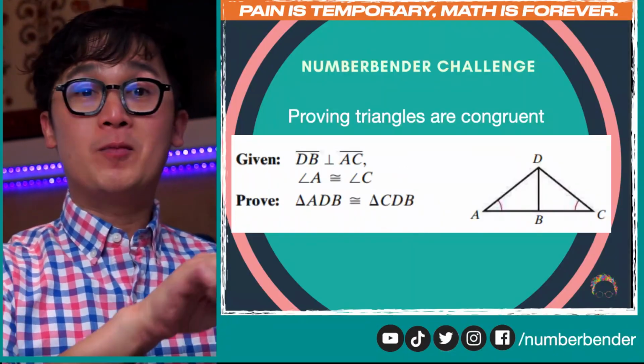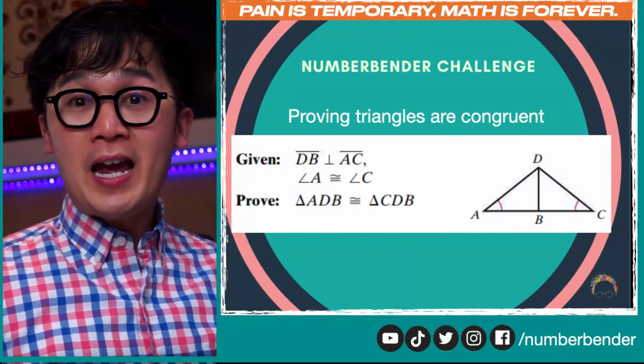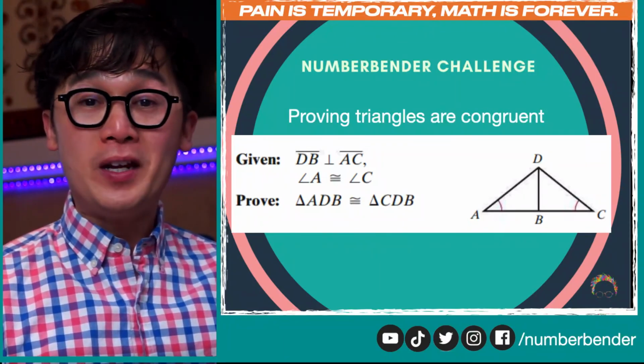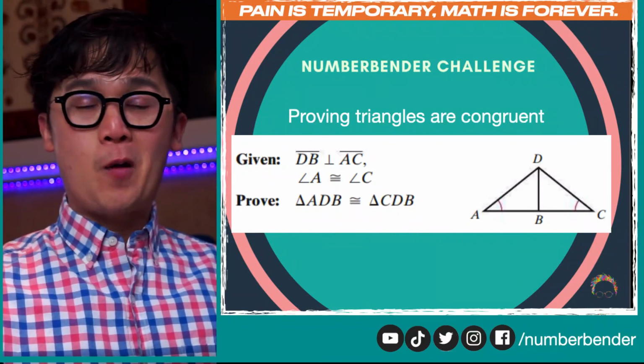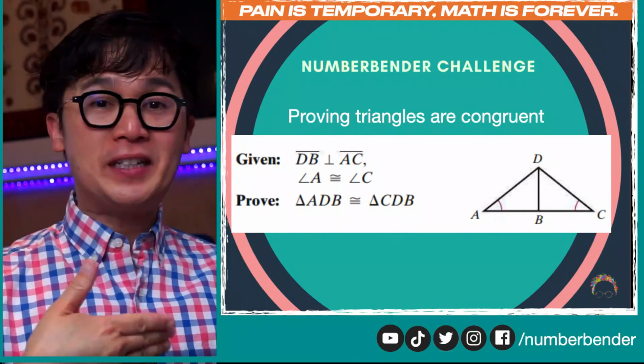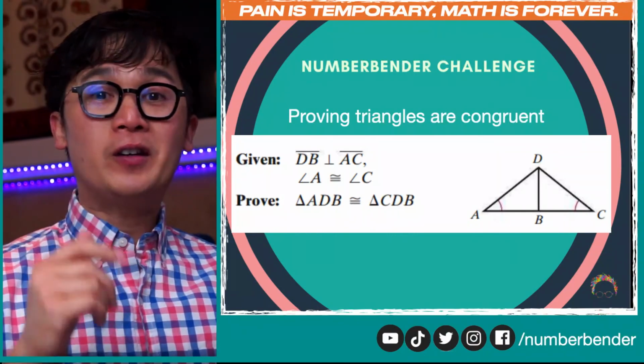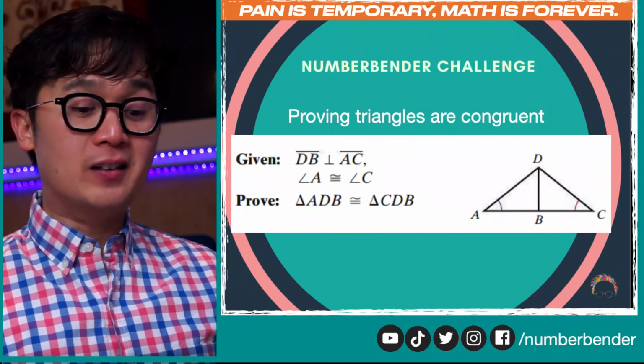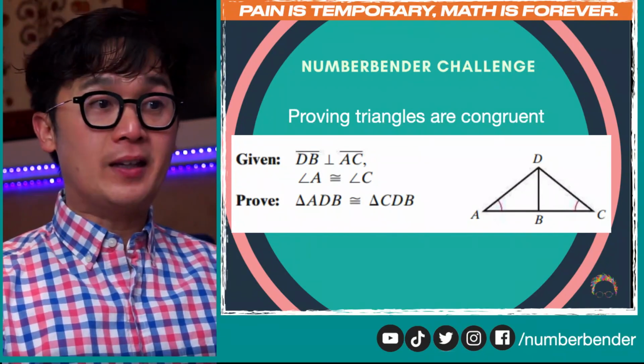And for your number bender challenge for the day, of course, you have two triangles that you need to prove are congruent. And to be able to do that, comment it down below, write down your reasons, and how you're able to prove that triangle ADB is congruent to triangle CDB.